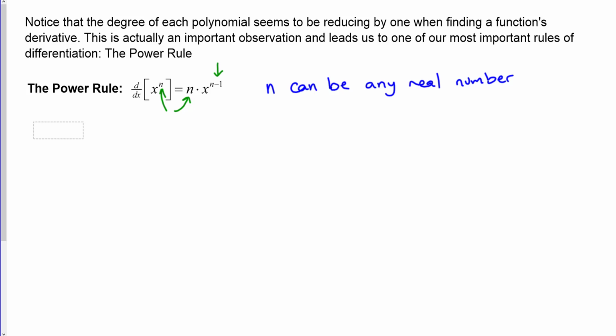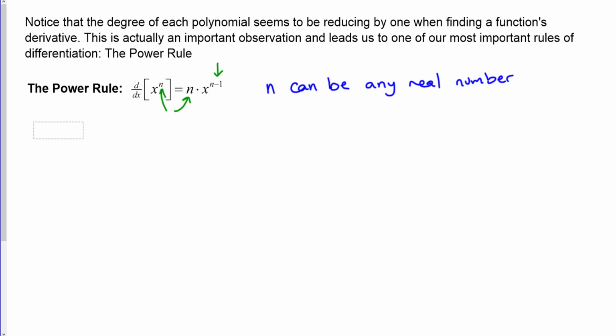And it could be fractions. That's fine as well. Or it can be an irrational, and that's okay. It also technically even works for 0, but if 0 is your exponent, then x to the 0 is 1, so you're actually dealing with a constant function instead of a polynomial.